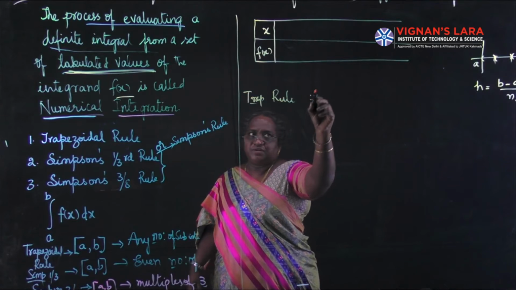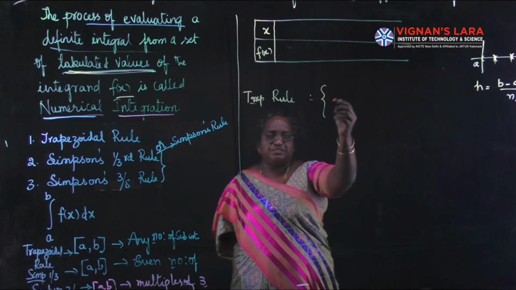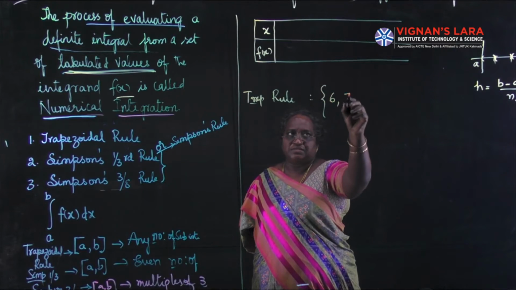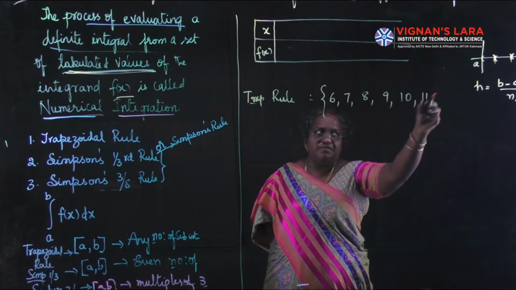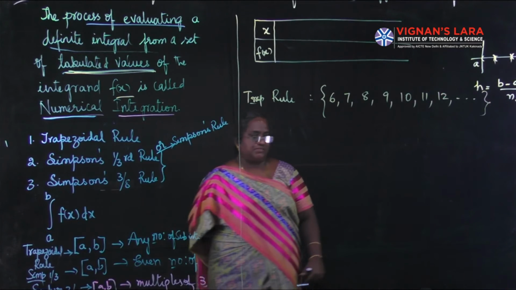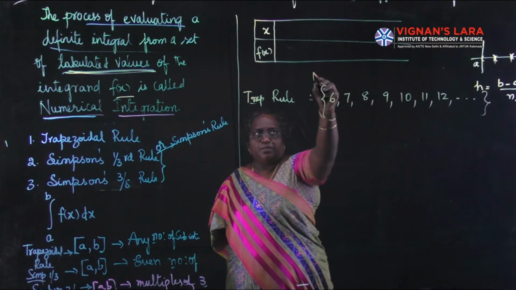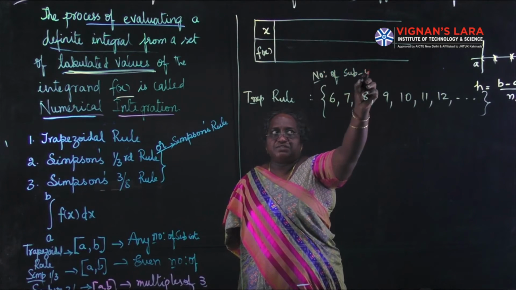For the trapezoidal rule, any number of subintervals works. The minimum we start with is 6. Let us start with 6 minimum subintervals: 6, 7, 8, 9, 10, 11, 12, and so on. You can't divide as you like.